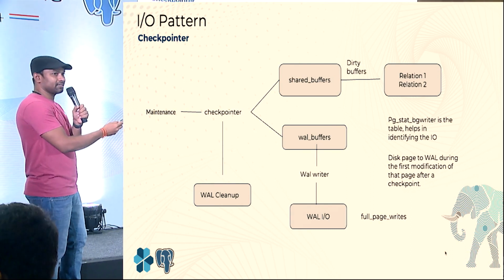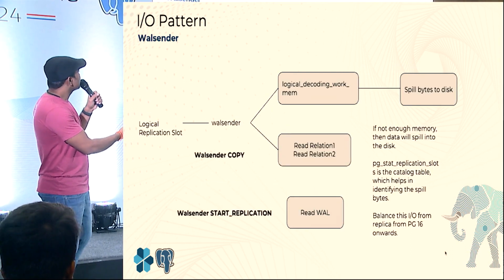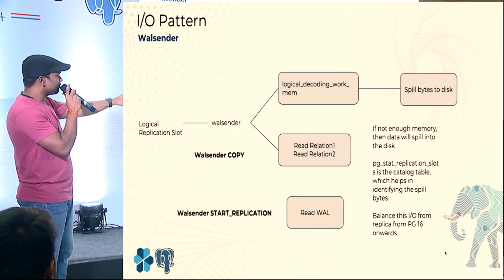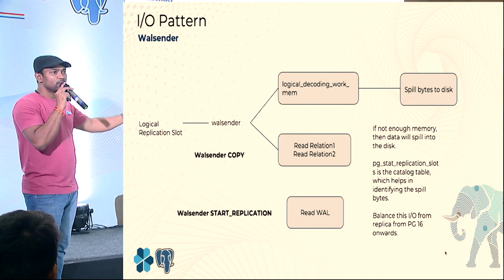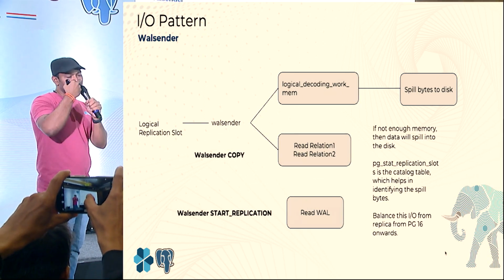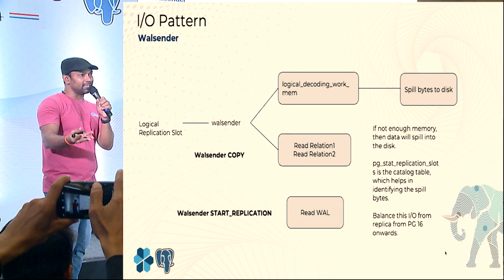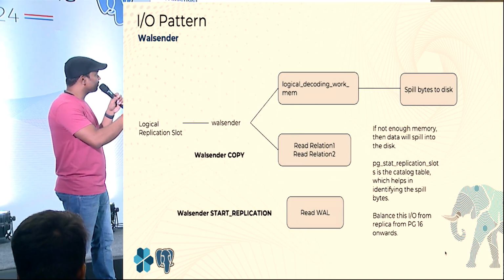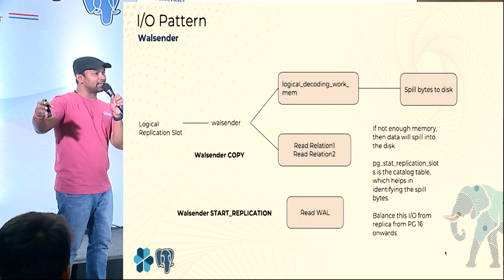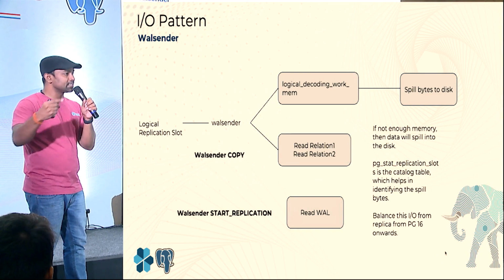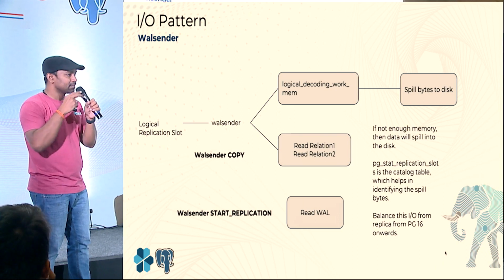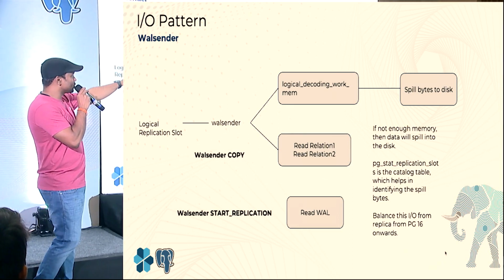Okay, let me show some other patterns as well quickly. The other pattern is the WAL sender. We have logical decoding support in Postgres, and multiple plugins support logical decoding. For example, any data we insert, update or delete, if you configure a plugin like wal2json or pgoutput, the data has to go to a stream in that format. This is the work mem especially used by the WAL sender process.